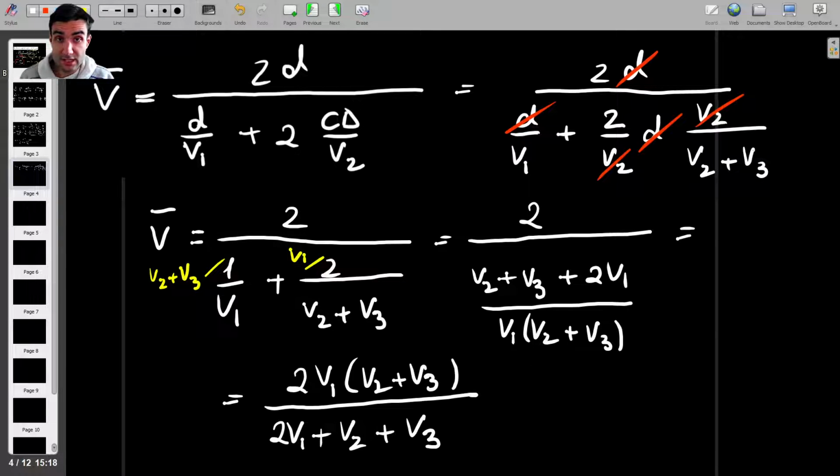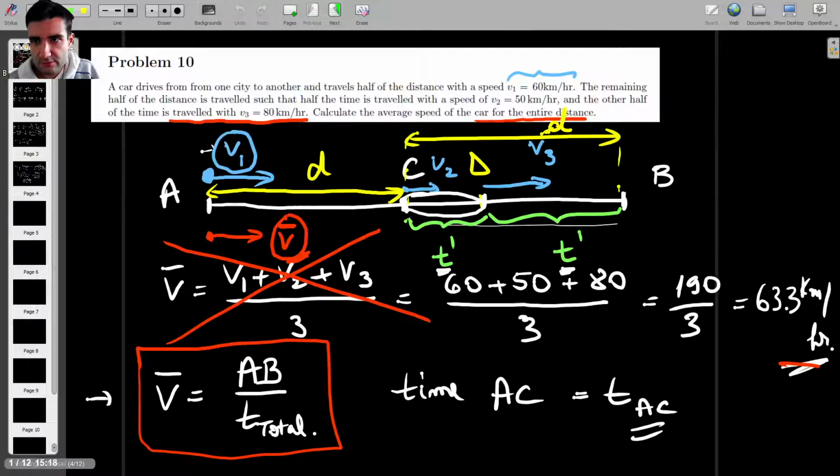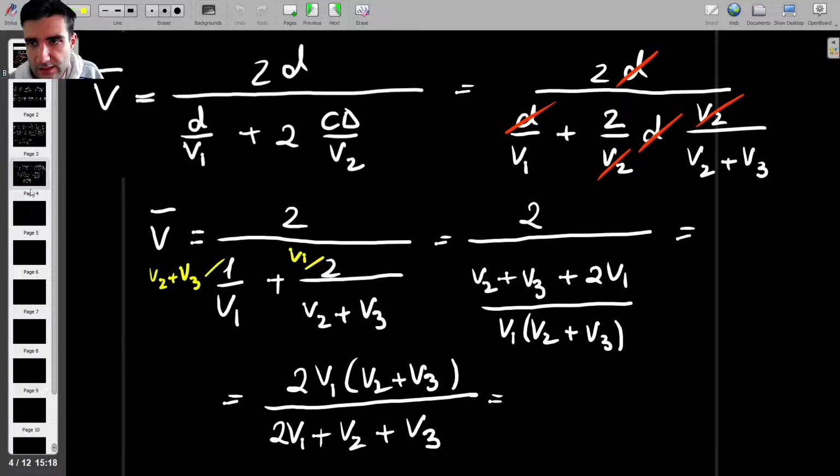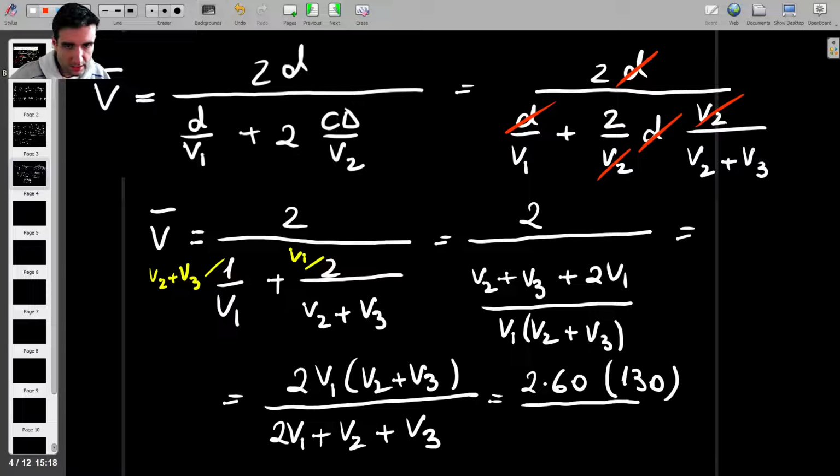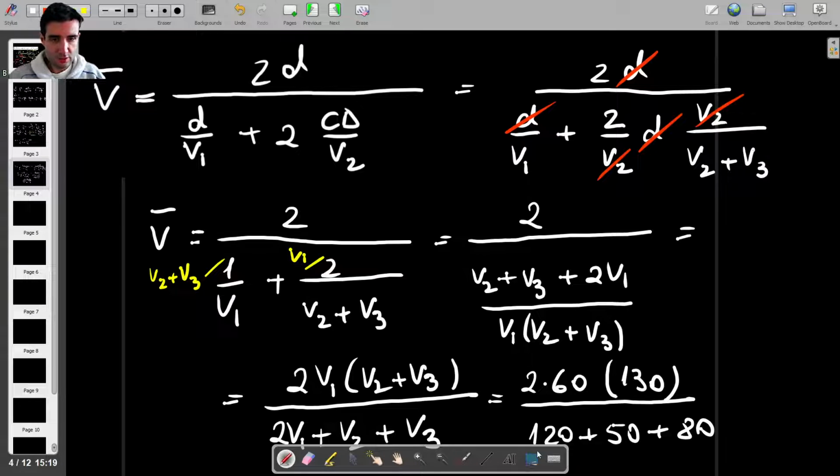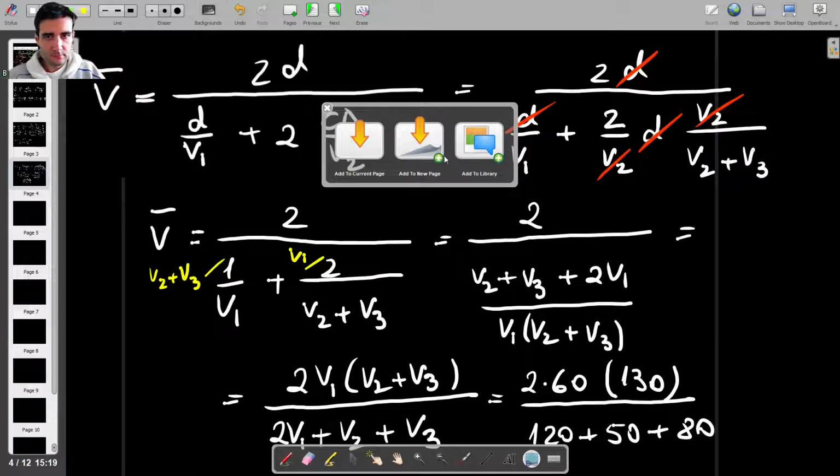Okay, so we haven't used any numbers yet, but we can do this now. So we have v1, v2, v3 as 60, 50, and 80. So we have 2 times 60 multiplied with 50 plus 80, which is 130. And then this is divided by 2v1, which is 120, plus 50 plus 80. Right, so let's see what we get in the end.